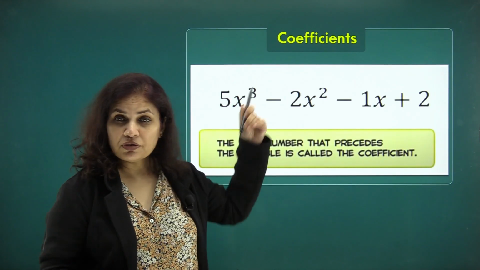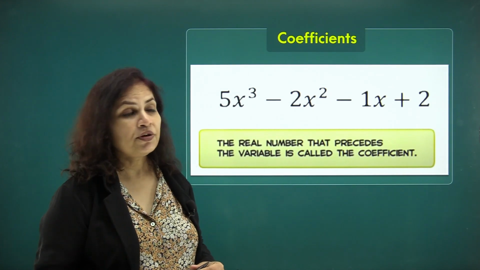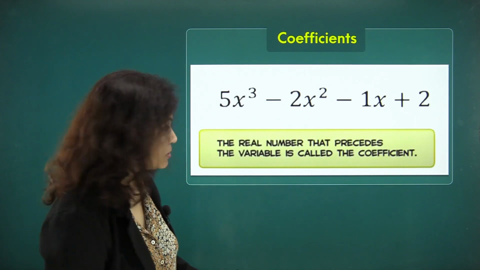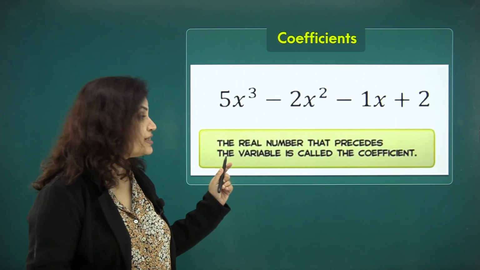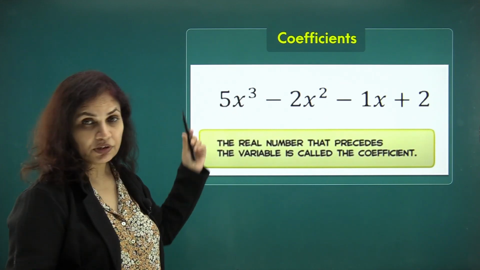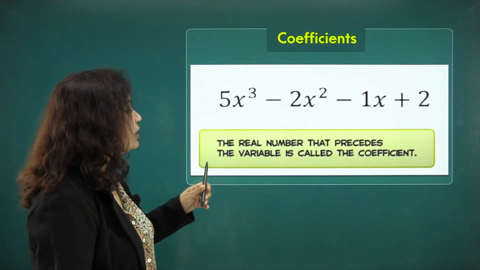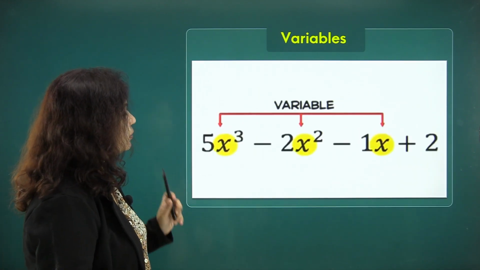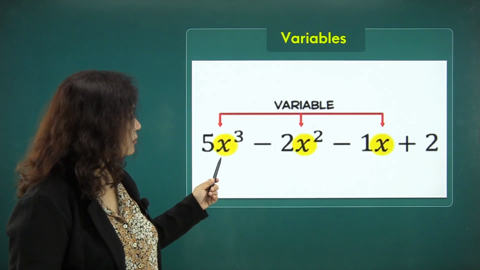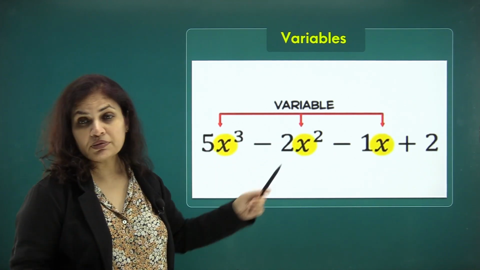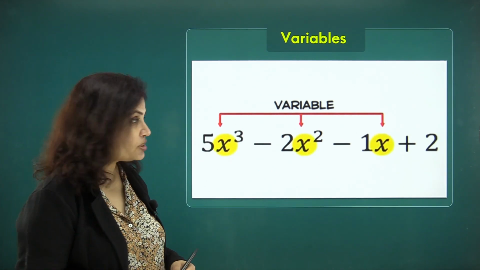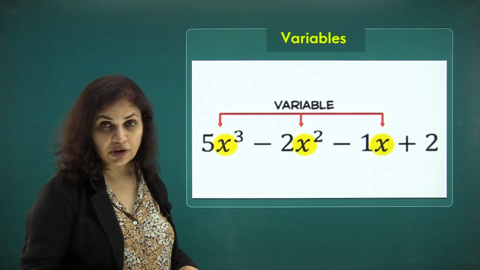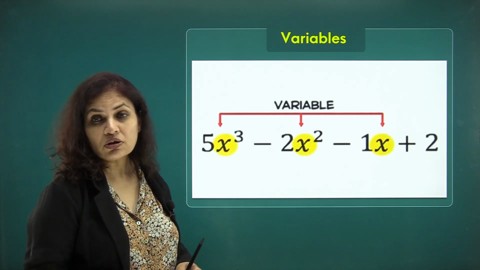So, coming to the first term, coefficients. Coefficients are the numericals which are multiplied with the variables. So, the real numbers that precede the variable, precedes means just before the variable, that is multiplied with the variable, they are called the coefficients of the polynomial. Variables are the numbers which are multiplied with the coefficients or the letters of the English alphabet whose values are not known, whose values are not constant.